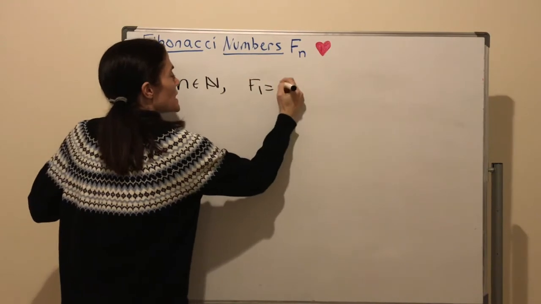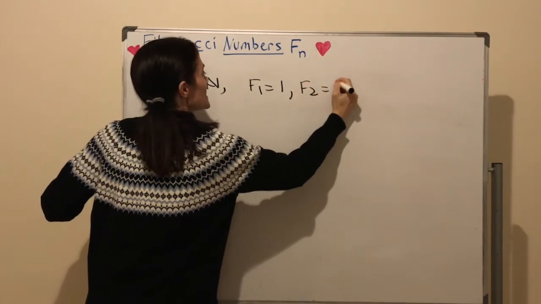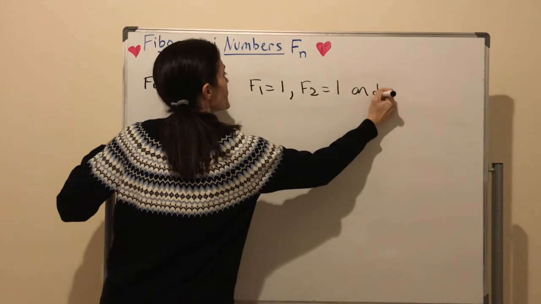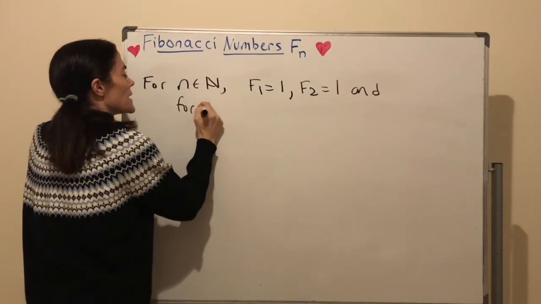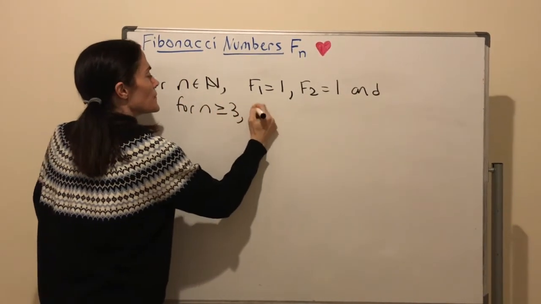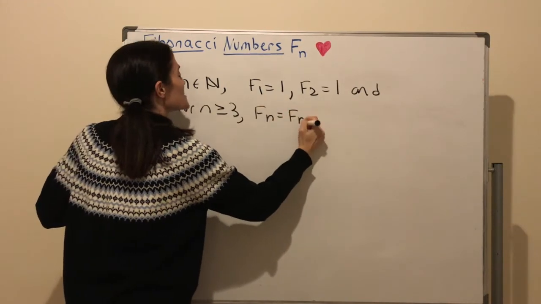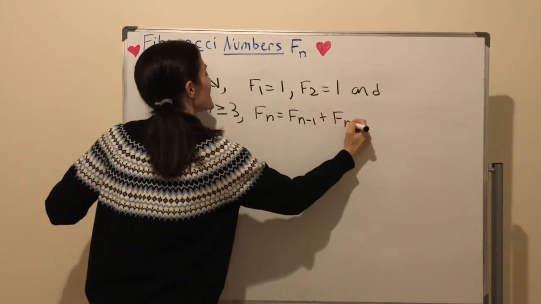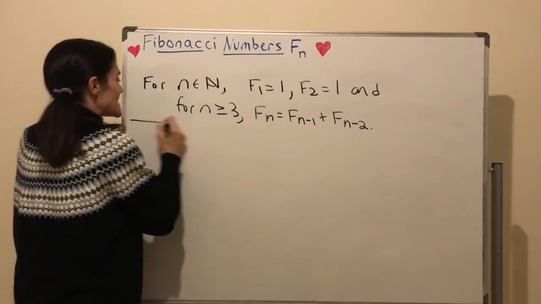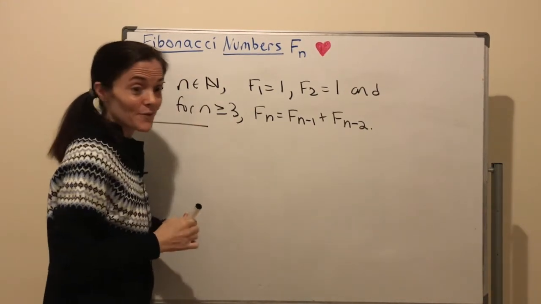F1 is 1, F2 is 1, and then for n bigger than or equal to 3, Fn is Fn minus 1 plus Fn minus 2. This is the recursive definition for Fibonacci numbers.